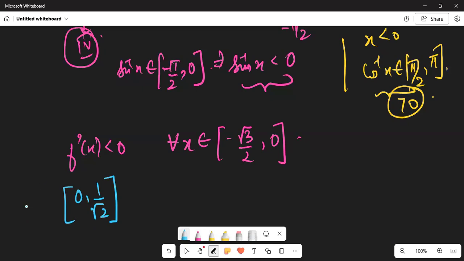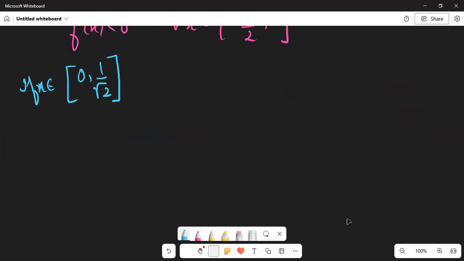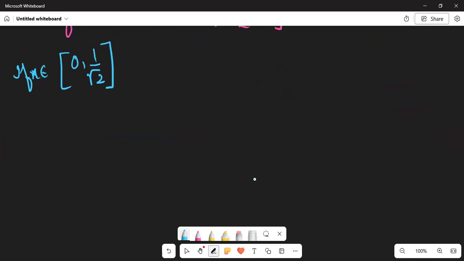Now coming on to the next, since we have divided the interval where x is lying, if x is lying in this interval, then what will happen?